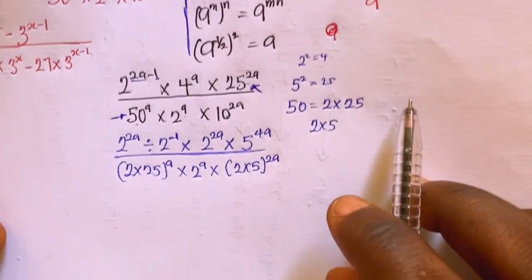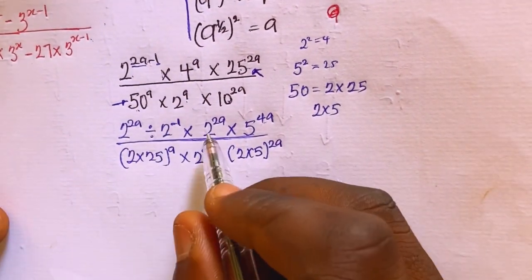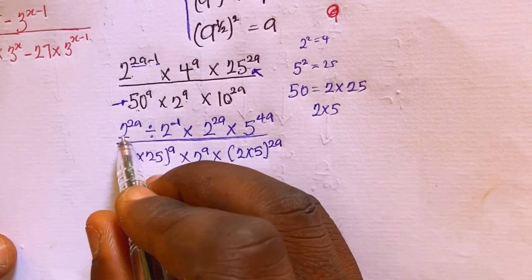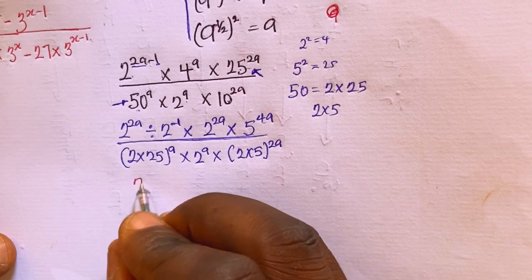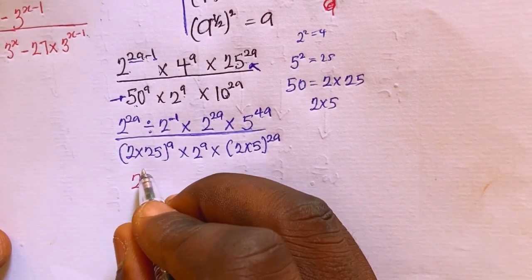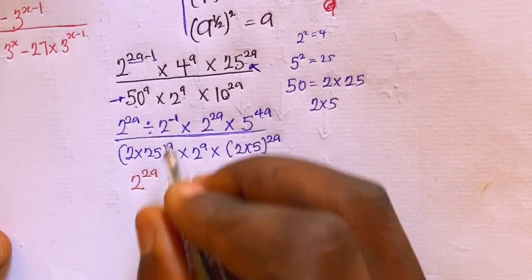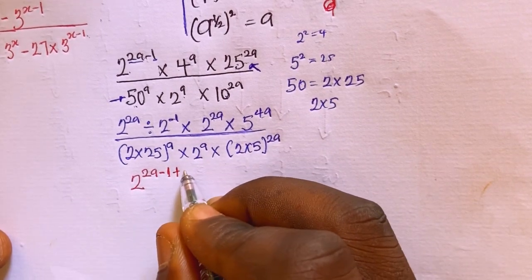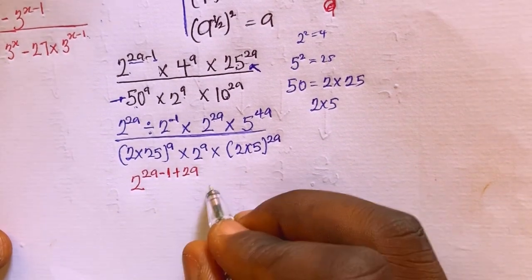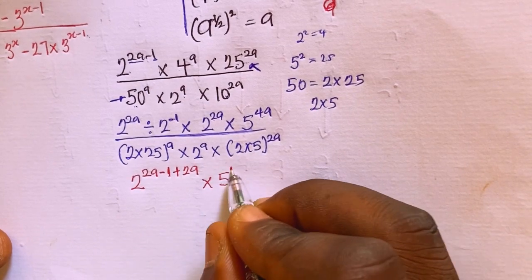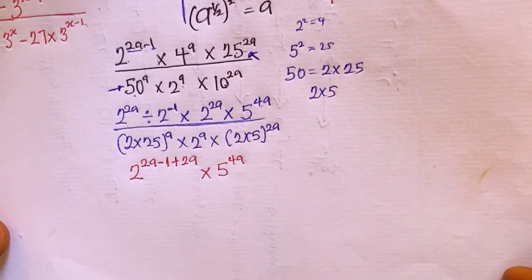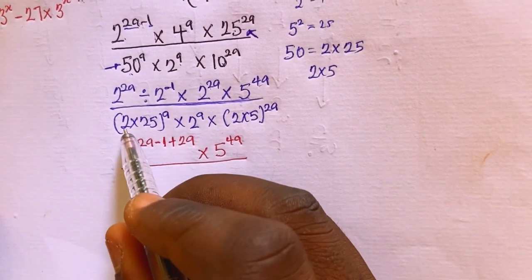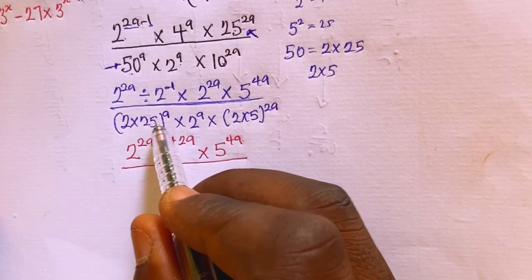So in this case, I'm forming back this. Now I'm having to multiply by 2 raised power 2a. That means I can have everything here as 2 raised power 2a, then minus 1, then plus 2a. Exactly. Then multiplied by 5 raised power 4a. Yes. So now divided by, no, this is actually 2 times 25 raised power of a.